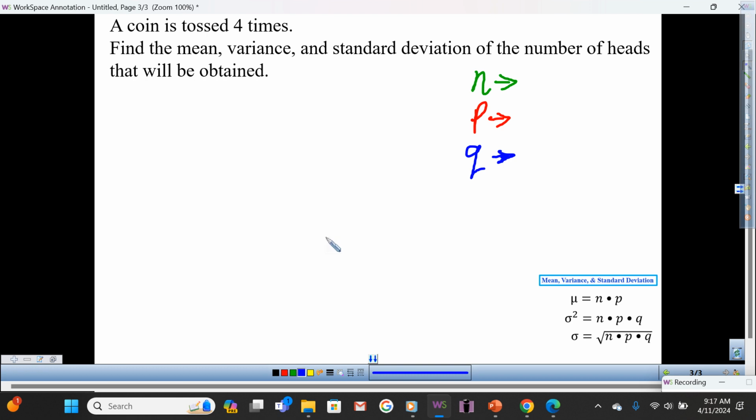Alright, so how many times are we tossing the coin? So N is 4, okay? So let's finish reading. It says, find the mean, variance, and standard deviation of the number of heads. Okay, so what would be the success rate for falling on heads? 50% or 0.50, that is correct. Therefore, Q is 0.50. Alright, so find the mean, variance, and standard deviation.